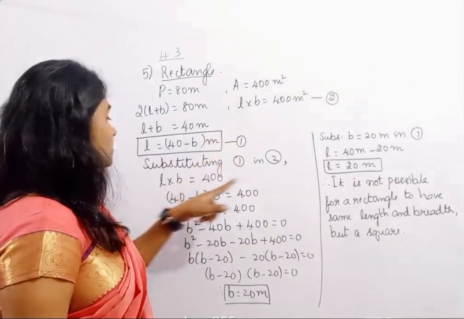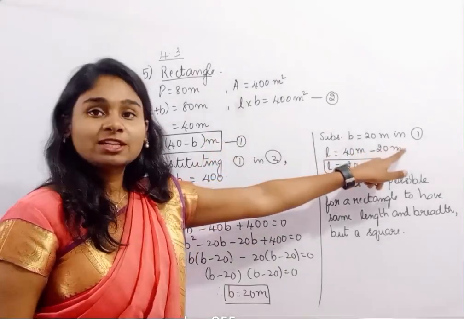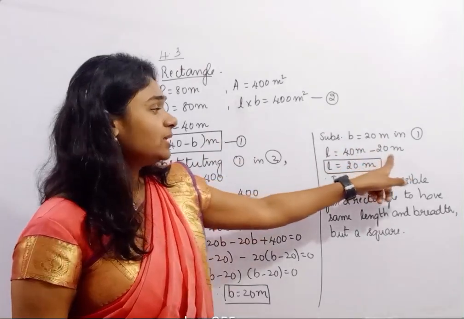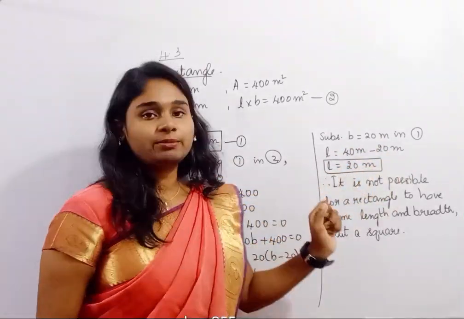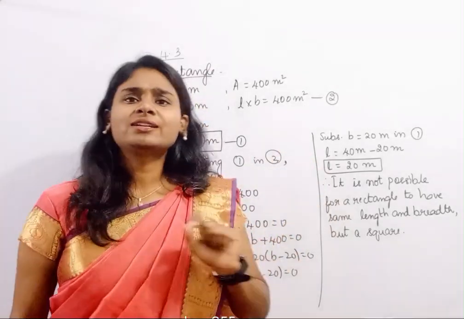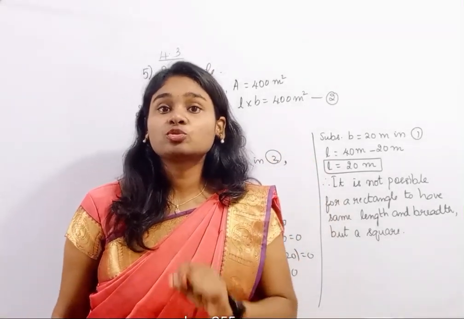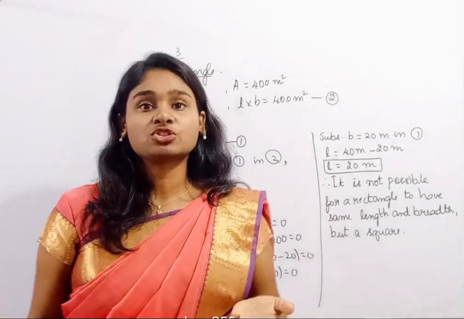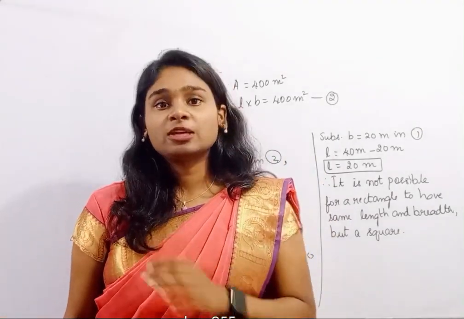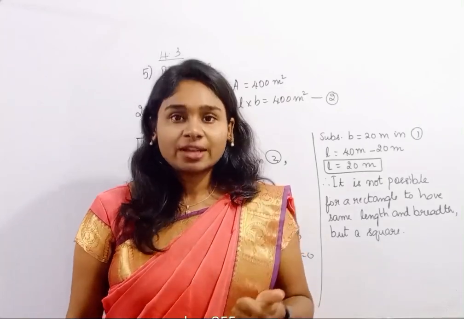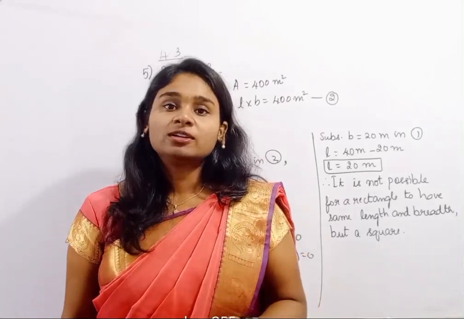So if B is equal to 20 meter, then how can we find out the length? We can substitute L is equal to 40 minus B, right? So 40 minus 20 meter, which is equal to 20 meter. So for a rectangle, it is not possible for the length and breadth to be the same or of equal dimensions, right? If they are same, it is impossible for it to be a rectangle, but it can be called a square.